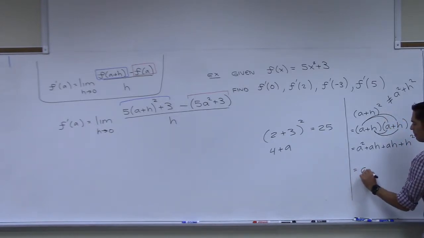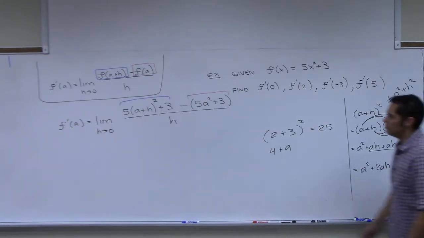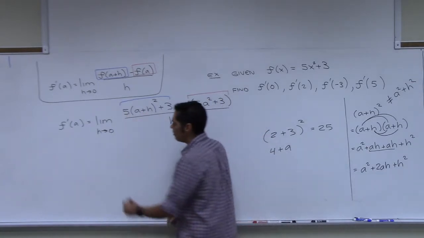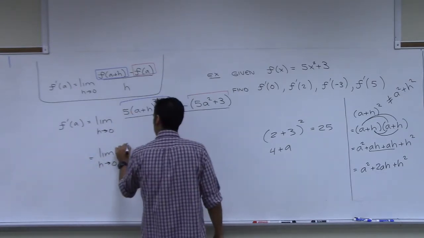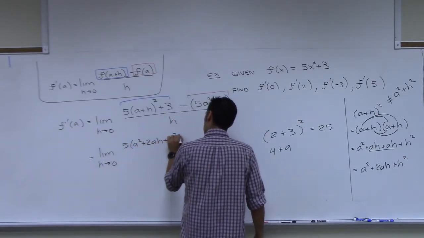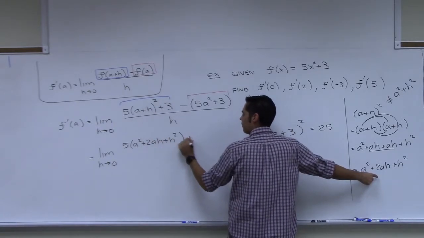Okay, so here we can combine these two like terms together to get 2ah and then plus h squared. So (a plus h) squared is equal to a squared plus 2ah plus h squared. Good? Okay, that's what this is. But I still have a 5 in front of it. So when I rewrite this, I get 5 times (a squared plus 2ah plus h squared), close my parentheses, that's this piece replacing this, plus 3.